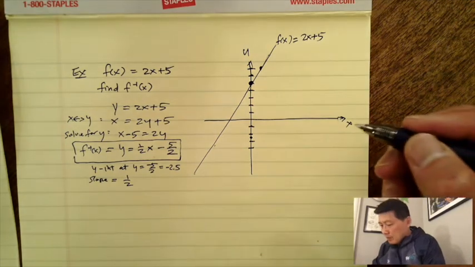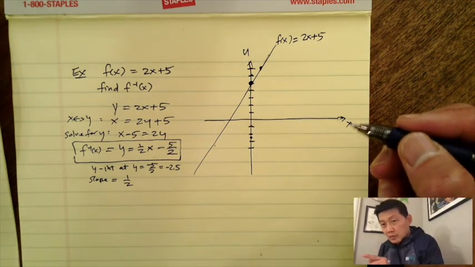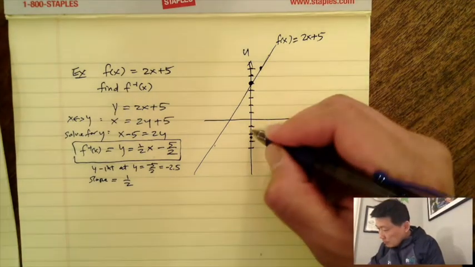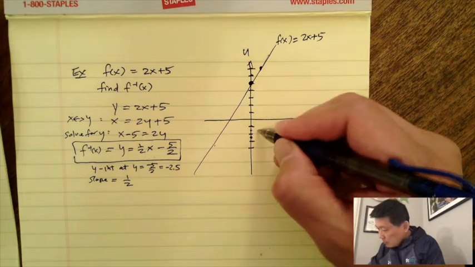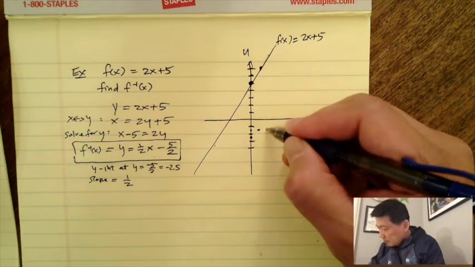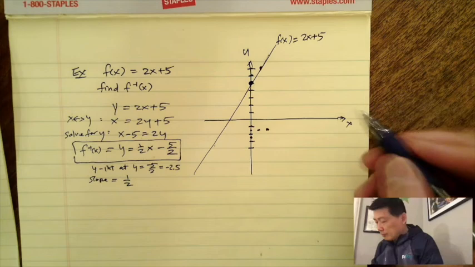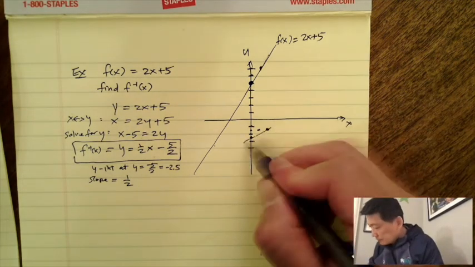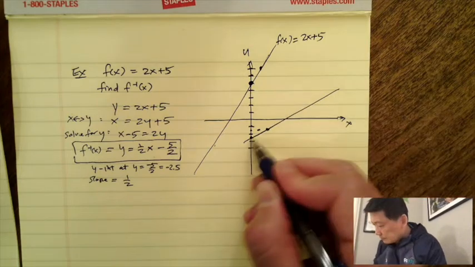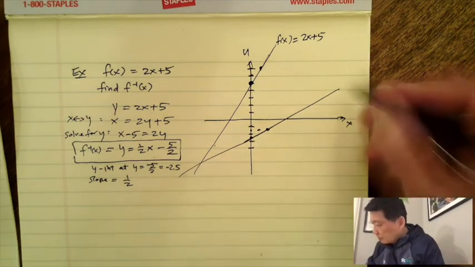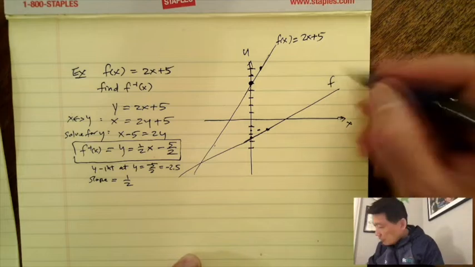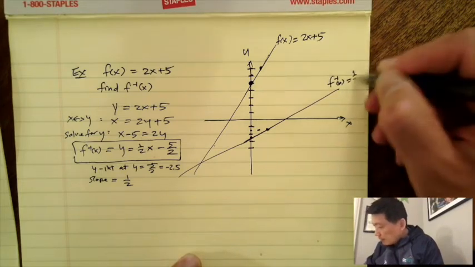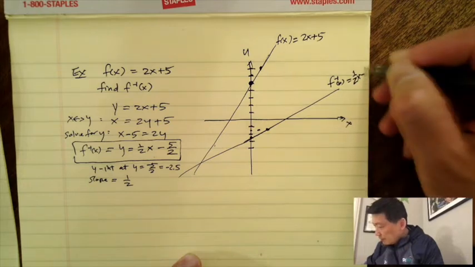As the slope is 1 over 2, I'm going to go up 1 and over 2. Hopefully this is precise enough. So right here, these 2 points I'm going to connect. And this is our inverse function, f inverse of x, which in this case is 1/2 x minus 5/2.